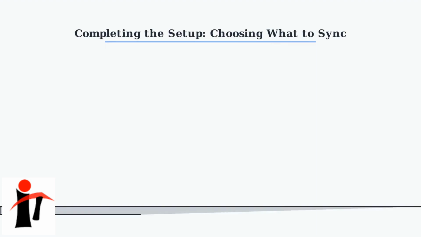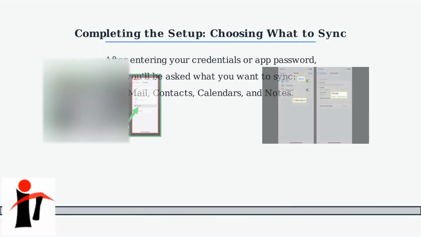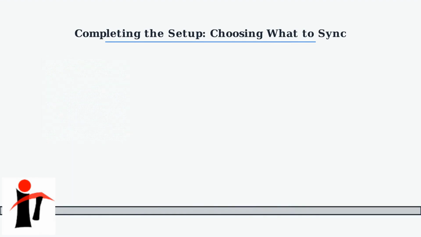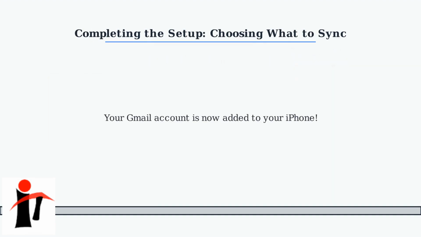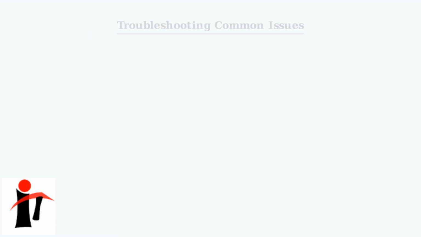After entering your credentials or app password, you'll be asked what you want to sync: mail, contacts, calendars, and notes. Choose the options you want and then tap Save. Your Gmail account is now added to your iPhone.